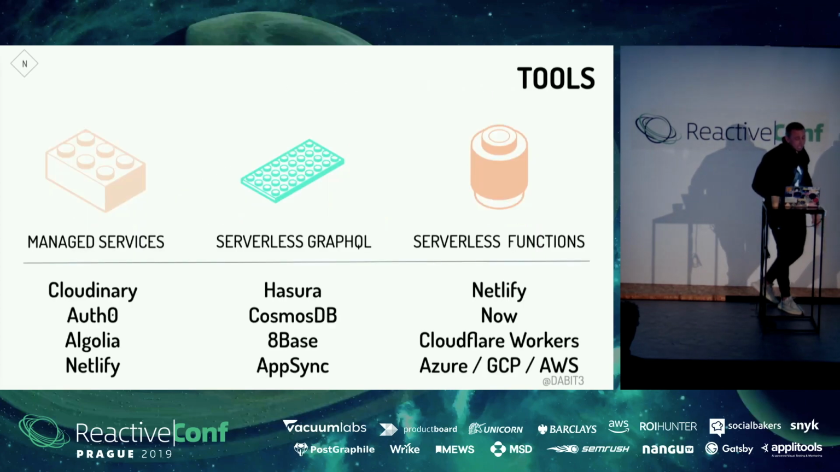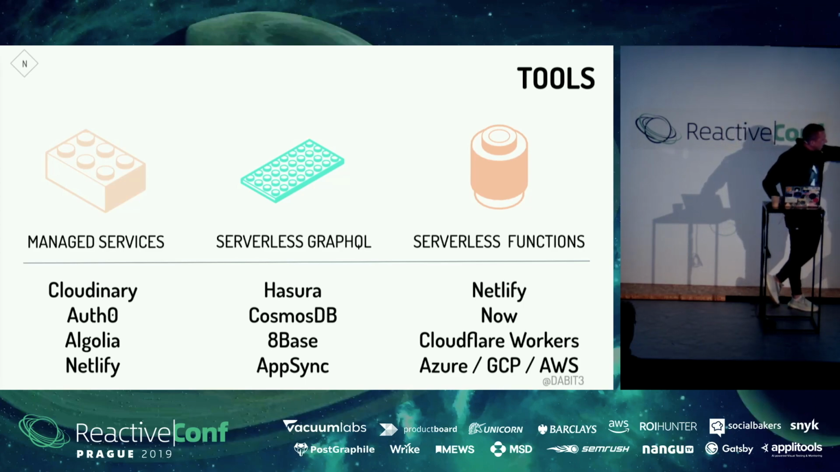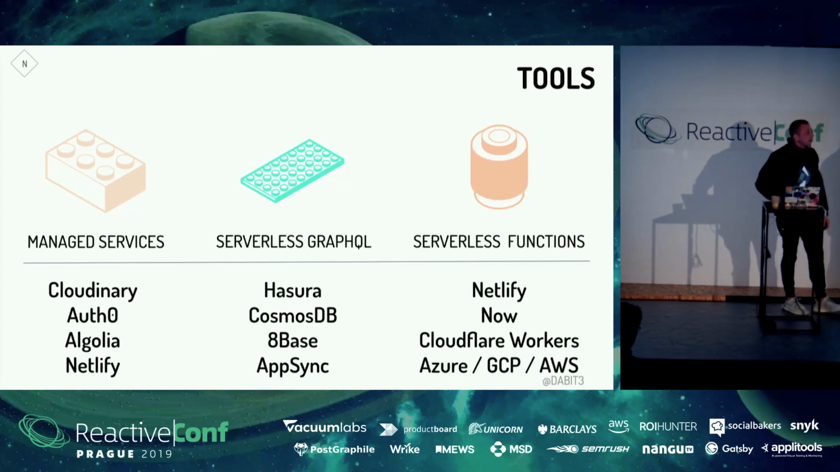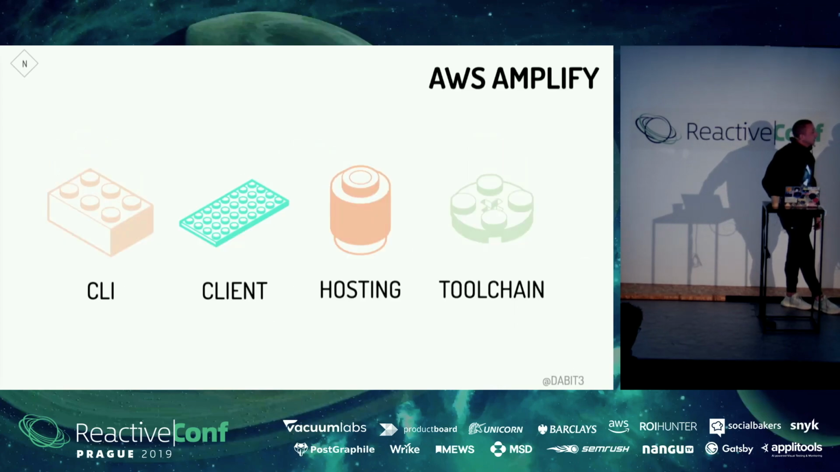So what are some tools out there? For managed services, Auth0, Cloudinary, Algolia, Netlify, serverless GraphQL, with more options coming out. 8base recently came out, really nice. Hasura, Cosmos DB has an adapter, and AppSync is what we work on. Serverless functions, Netlify now. Do I even have to go into this list? There are dozens of them out there. In fact, every week or every month I see a new provider coming out with an abstraction over serverless functions.